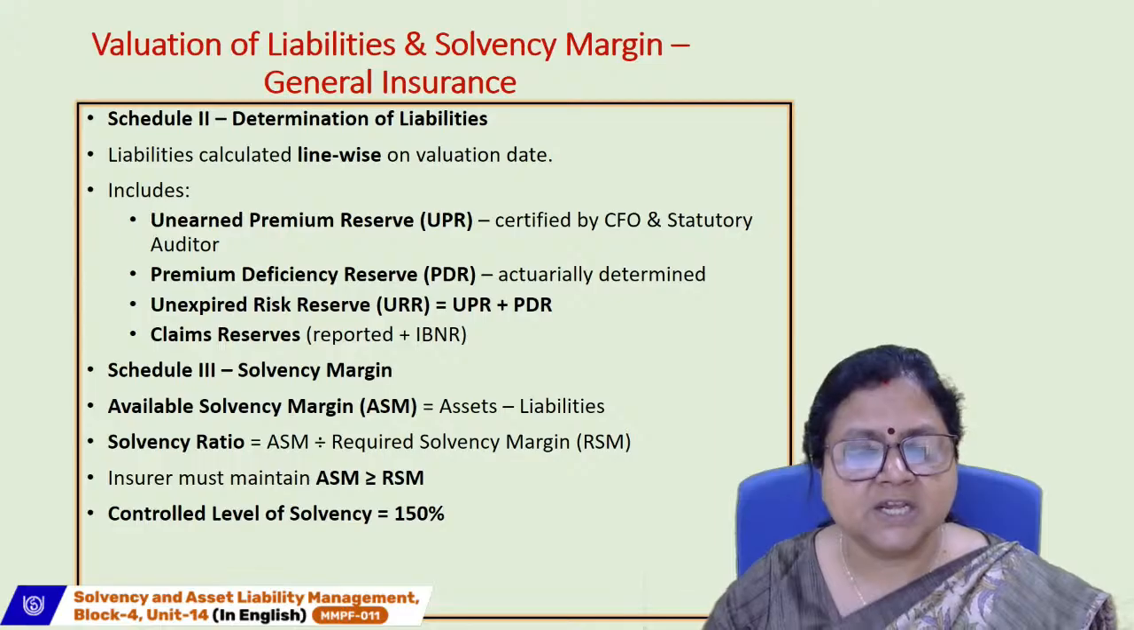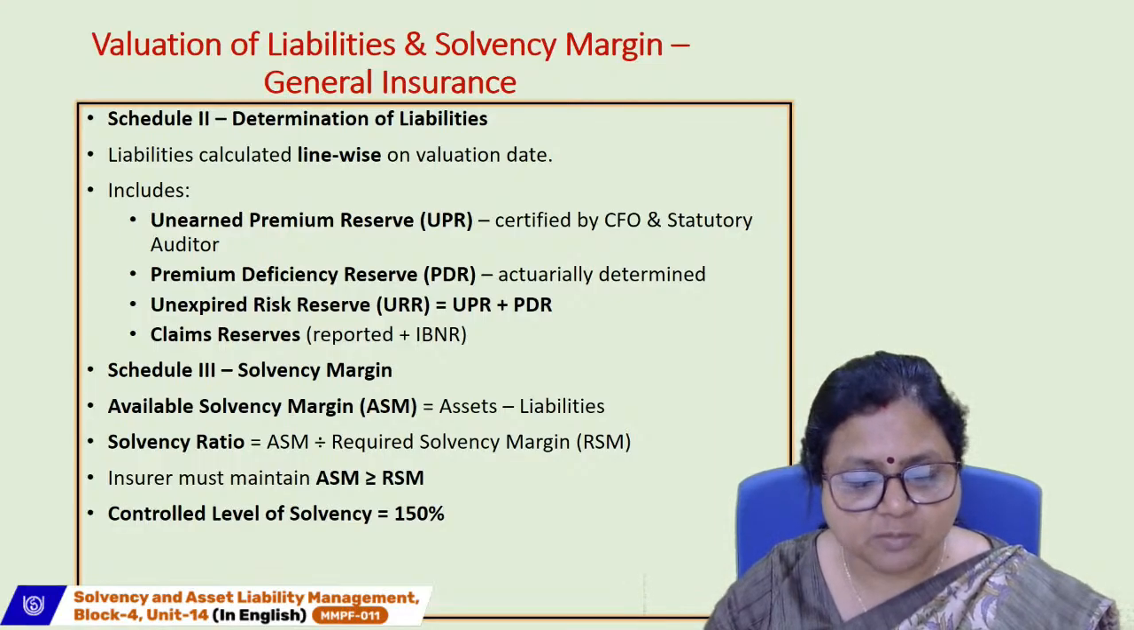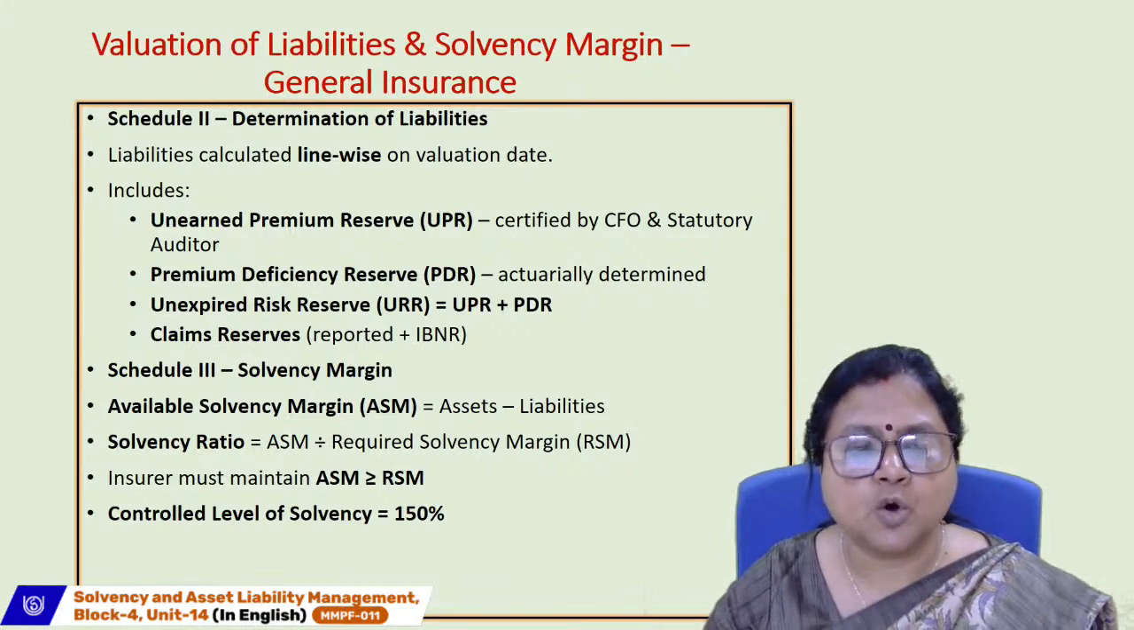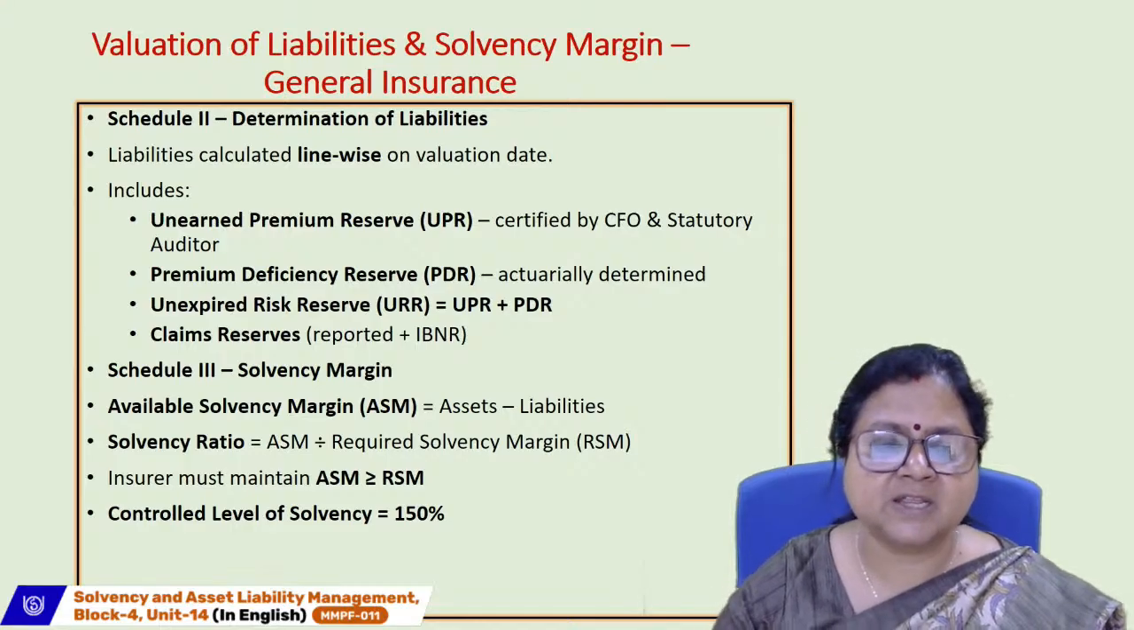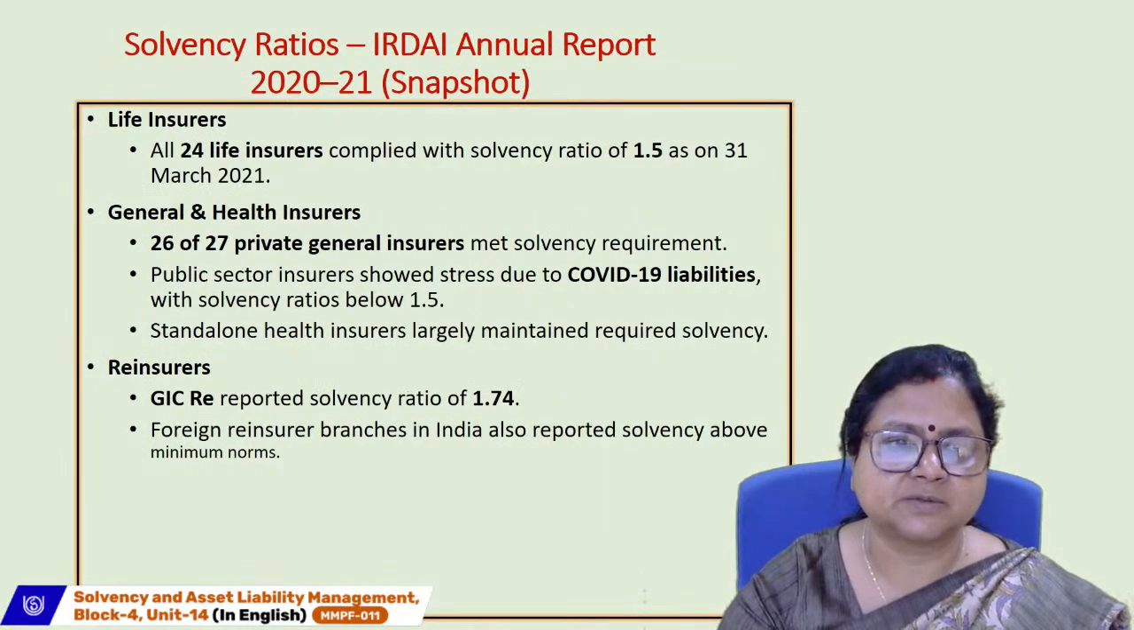And the control level of solvency, whether it is a normal life insurance company or a general insurance company, in both cases, as per IRDAI, the control level of solvency is always 150%.